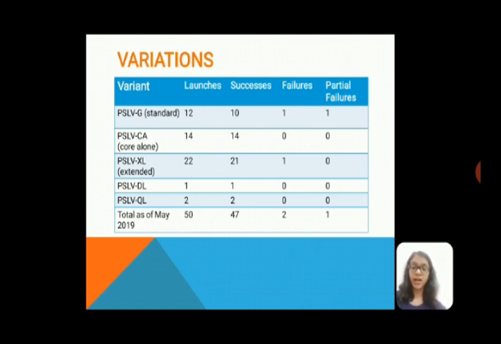PSLV QL has 4 ground-lit strap-on boosters, each with 12 tons of propellant. PSLV C45 on 1st April 2019 was the first flight of the PSLV QL. As you can see in the table, there were 50 launches by the PSLV, in which 47 were completely successful, 2 were failures, and 1 was a partial failure. Here we see the variations of PSLV.